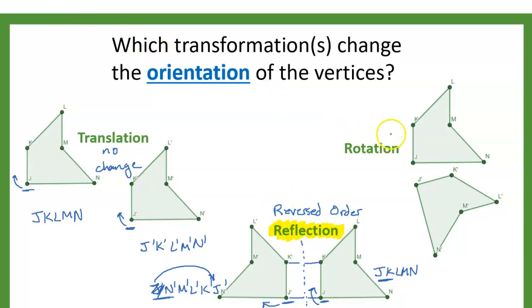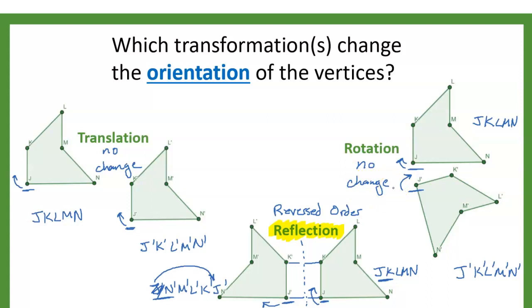Well, let's look at our last one here, rotation. We're going to do the same thing. We'll start at J and go clockwise. We get J, K, L, M, N, just like normal. And now we start at J prime and go clockwise. We have J prime, K prime, L prime, M prime, N prime. You can see we've rotated this shape about 90 degrees clockwise, and we still get that same order. It still goes in alphabetical order. So for rotation, we also got no change.